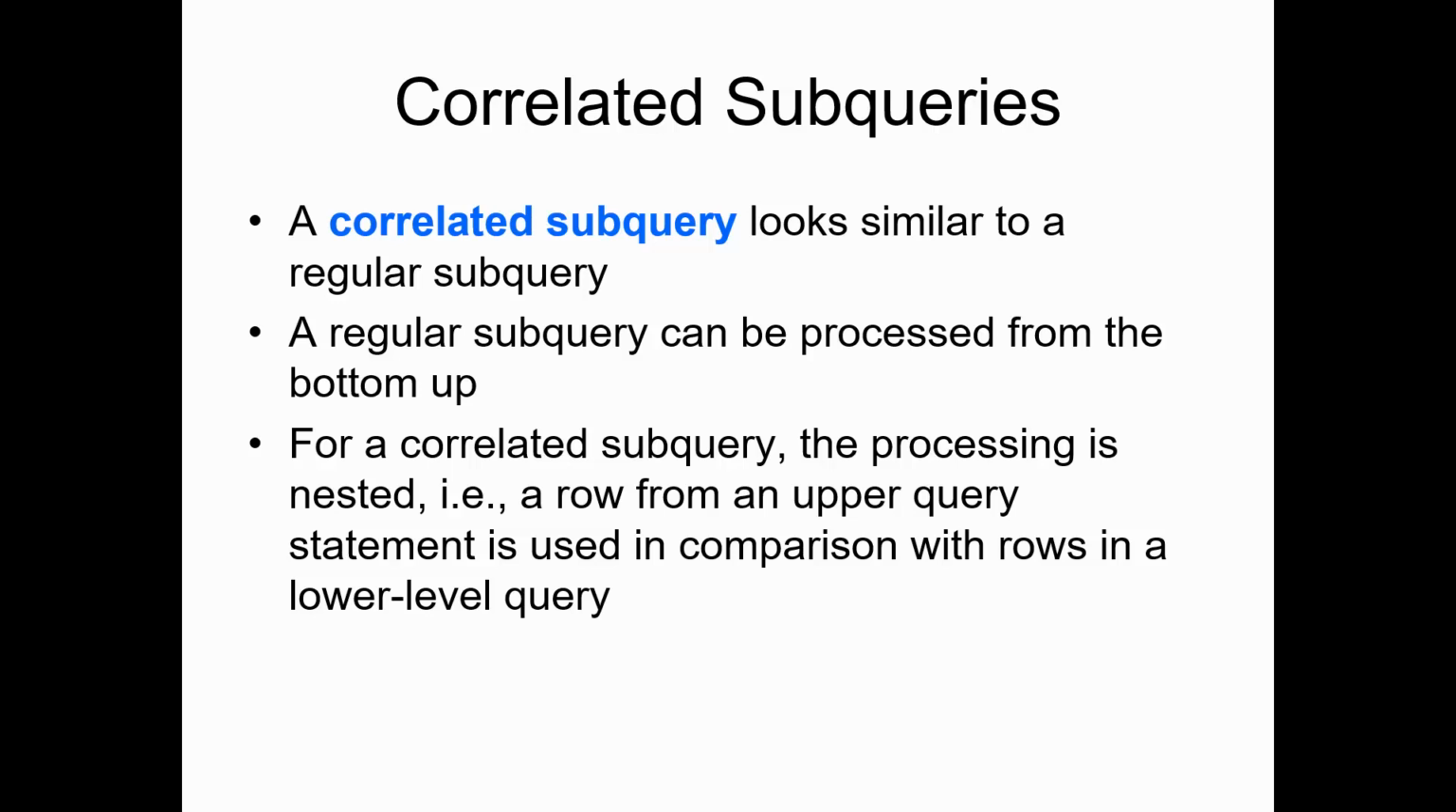One of the ways to query and explore an existing database is correlated subquery, which looks similar to a subquery, but processing it will be different. In the correlated subquery, the processing is nested. That is, a row from the upper query statement is used in comparison with rows in a lower level query, while in the regular subquery, the processing is from the bottom up.